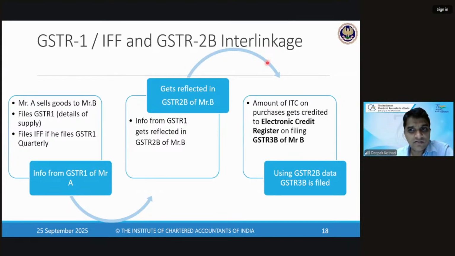Yes, Navneet, what is your question? Yes, Anubhav. If you are doing quarterly filing, then monthly you will do IFF filing, and at the end of the quarter you will file GSTR1. So for monthly filers, it will be only GSTR1. For quarterly filers, it will be monthly IFF and quarterly GSTR1.